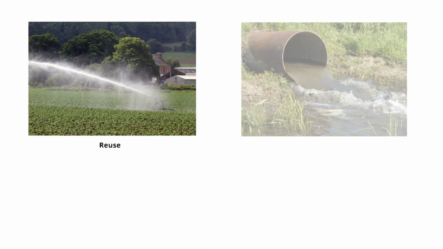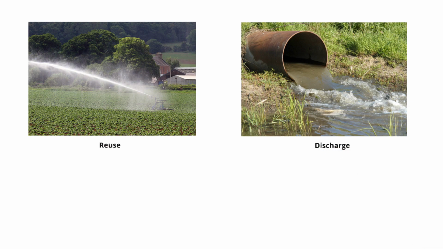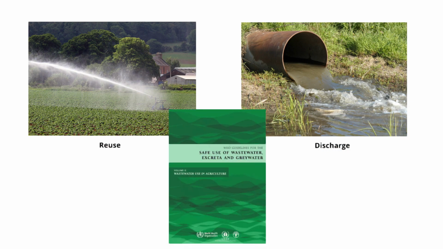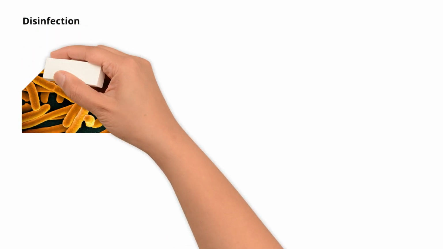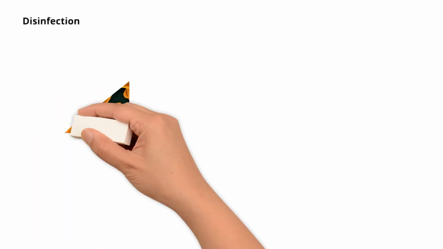When effluent reuse or discharge is intended, national regulations or international standards must be met in order to protect public health, and disinfection becomes crucial as the final step of the effluent treatment process. Disinfection refers to eliminating or inactivating pathogenic microorganisms in the effluent.